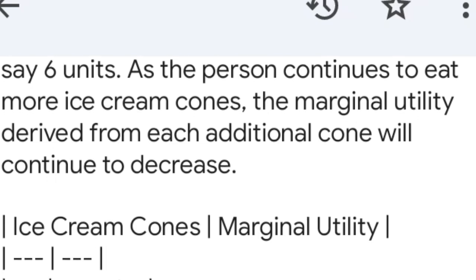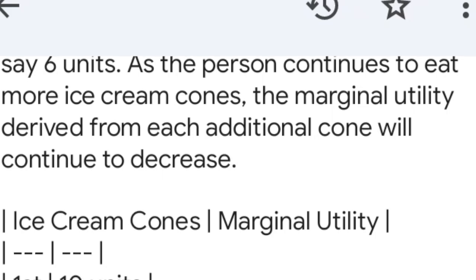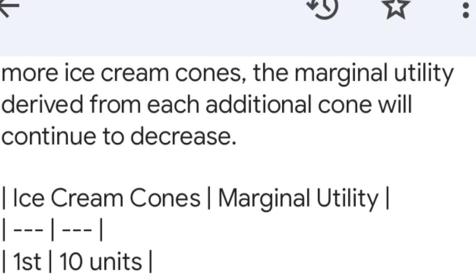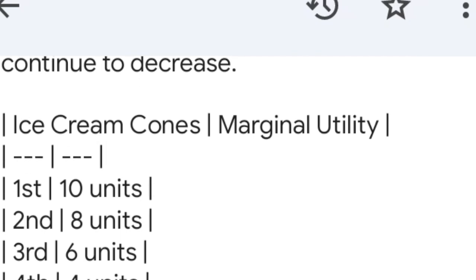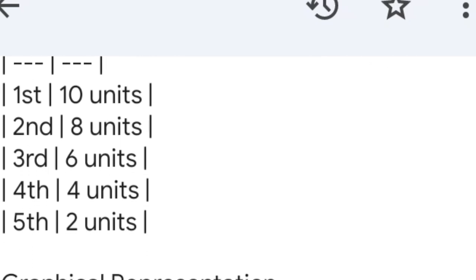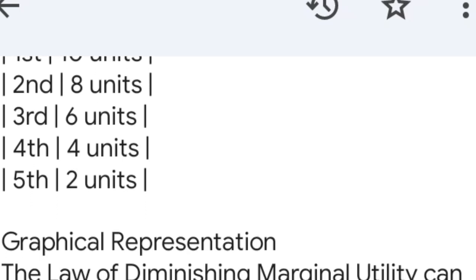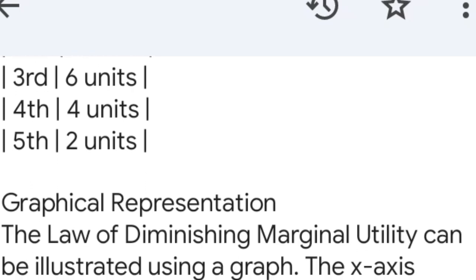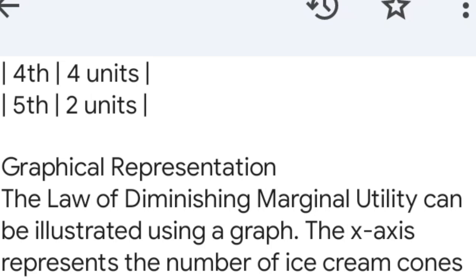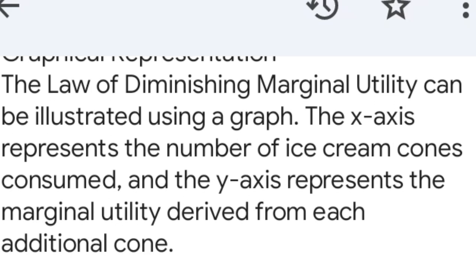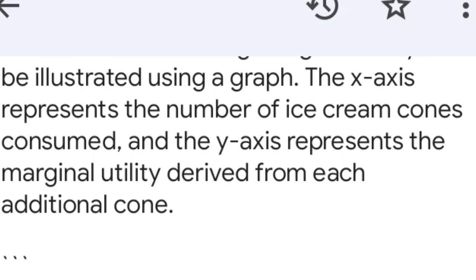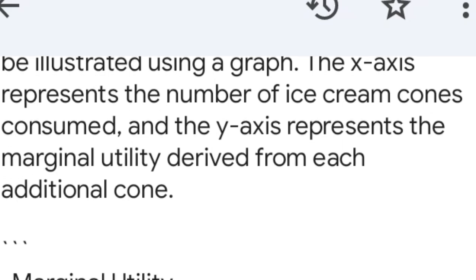As the person continues to eat more ice cream cones, the marginal utility derived from each additional cone will continue to decrease. Ice cream cones, marginal utility: first, 10 units; second, 8 units; third, 6 units; fourth, 4 units; fifth, 2 units. Graphical representation. The law of diminishing marginal utility can be illustrated using a graph.